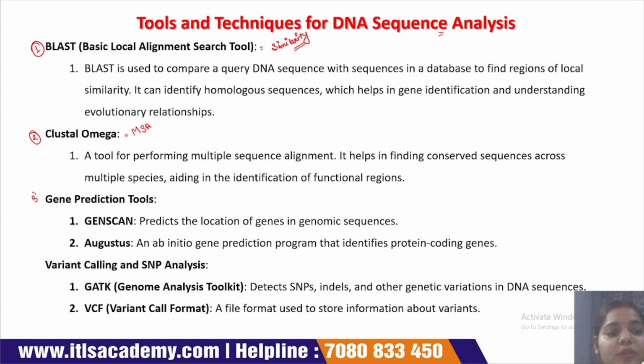Next is the gene prediction tool. GenScan and Augustus are used to identify genes. Next is variant calling and SNP analysis. The Genome Analysis Toolkit is used to detect the SNPs and variants in the DNA sequence. Next is BCF, a variant calling format, a file format used to store the information about the variants. This tool is helpful for storing the information and is used for detection.